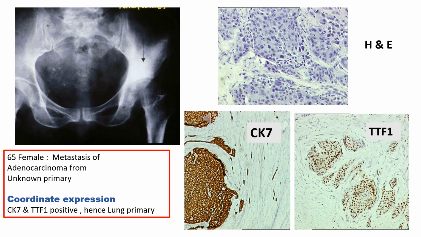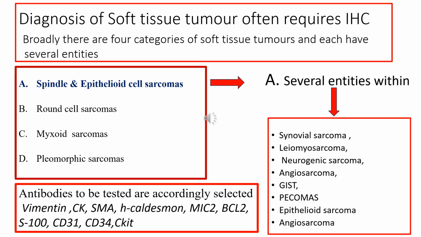So the presence of these two markers make it quite certain that this patient has an adenocarcinoma in the lung, which was not suspected initially, and subsequent to the diagnosis, one can do the relevant imaging to hone down or pinpoint the primary tumor. Now, the diagnosis of soft tissue tumors, as I said, often requires immunohistochemistry.